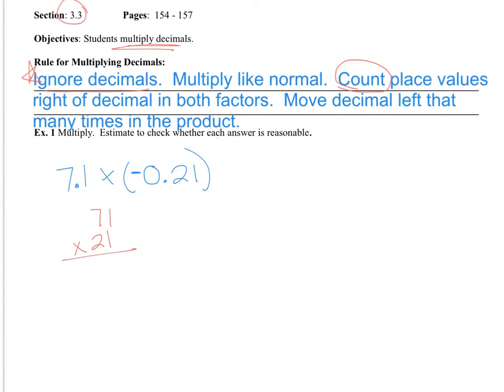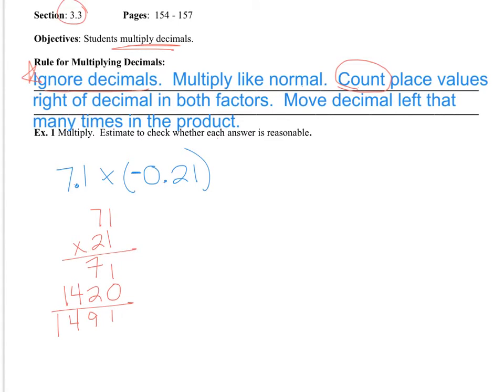It says to multiply like normal. So go ahead and multiply that out. 0 for a placeholder. I multiply and I add my numbers. Now I have 1,491. But if I have 7 times something less than 1, I know that is way too big. So now I need to go back and see what my other part was.